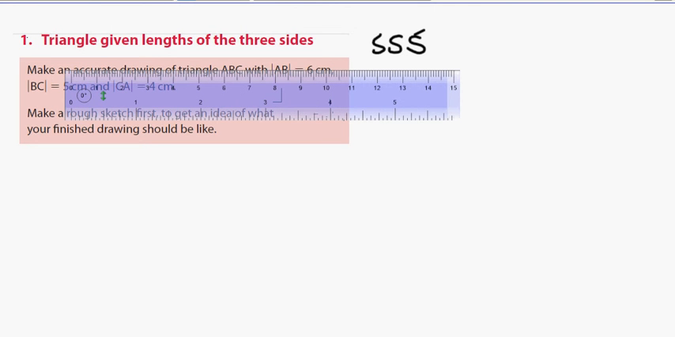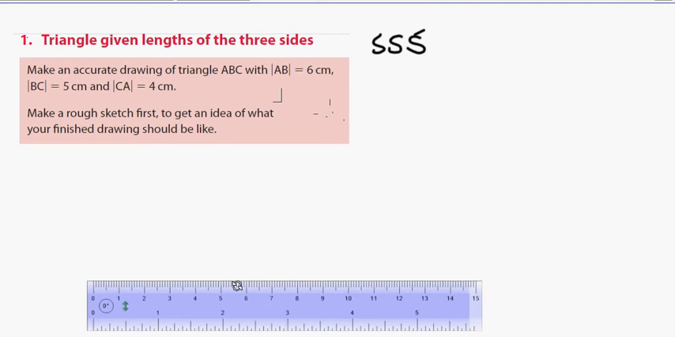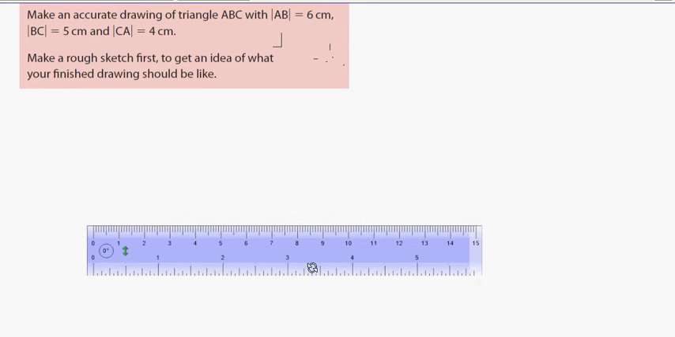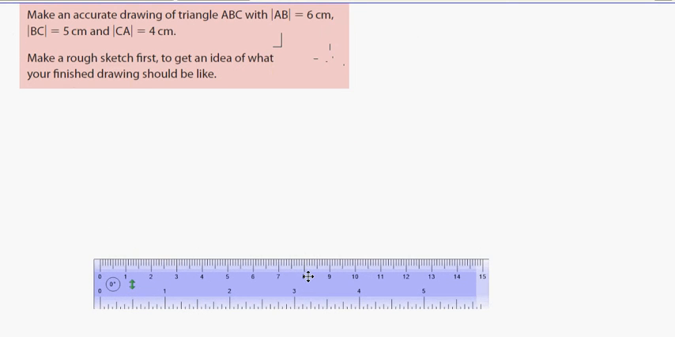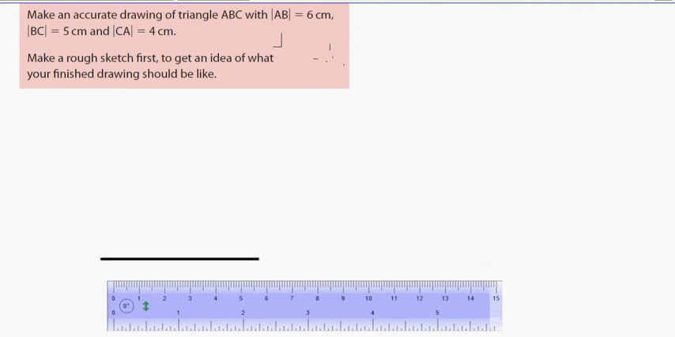So here's my ruler here, okay? So I'm going to start off with the longest side when I get this information. I'm going to start off with AB, okay? I'm going to make it 6 centimeters long. Okay, roughly 6 centimeters long, okay? Once I've done this 6 centimeters long, I'm first going to label it A to B.